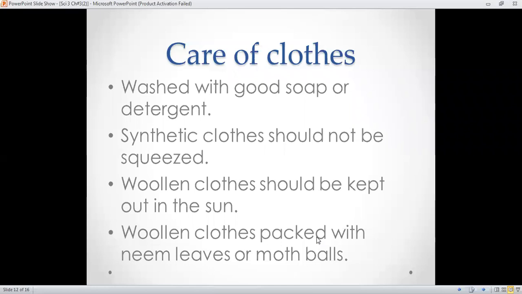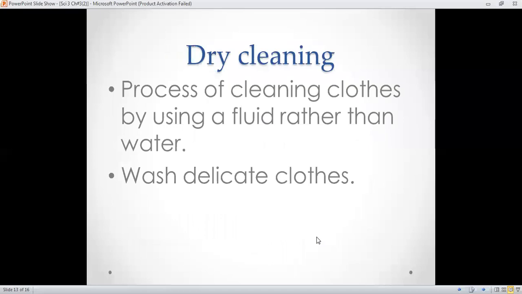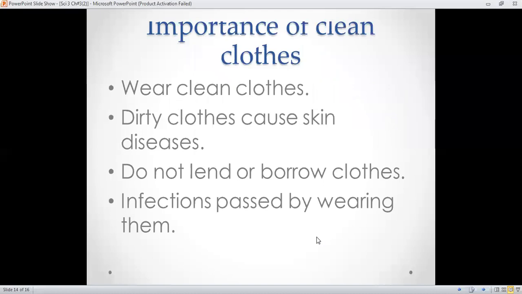So here is a process of dry cleaning clothes by using a fluid rather than water. Dry cleaning mein water ki jagah ek aur fluid use kiya jata hai kapdon ko dhone ke liye. Dry cleaning is often used to wash delicate clothes. Delicate clothes means like blankets, kambal, which you use in winter. Mostly people get them dry cleaned, because if we wash them with water, their softness will be gone. To prevent this, we must give these clothes for dry cleaning, so their softness will remain the same. Detergent might damage these clothes, as when you wash them with water, their softness will vanish, khatam ho jati hai properly.